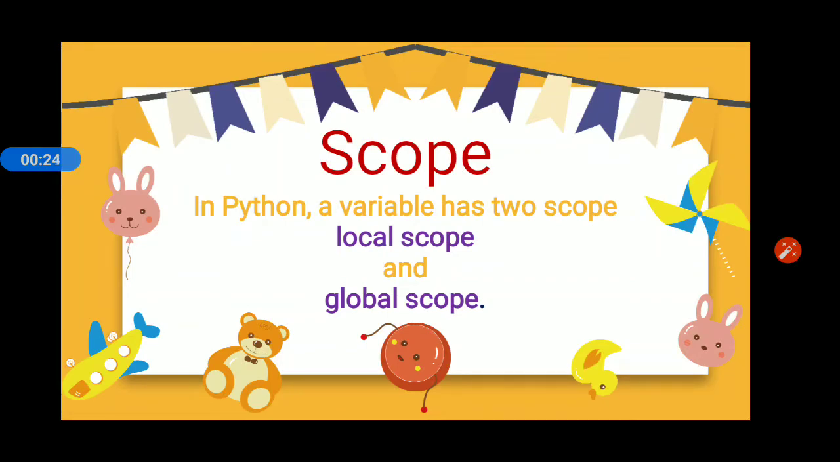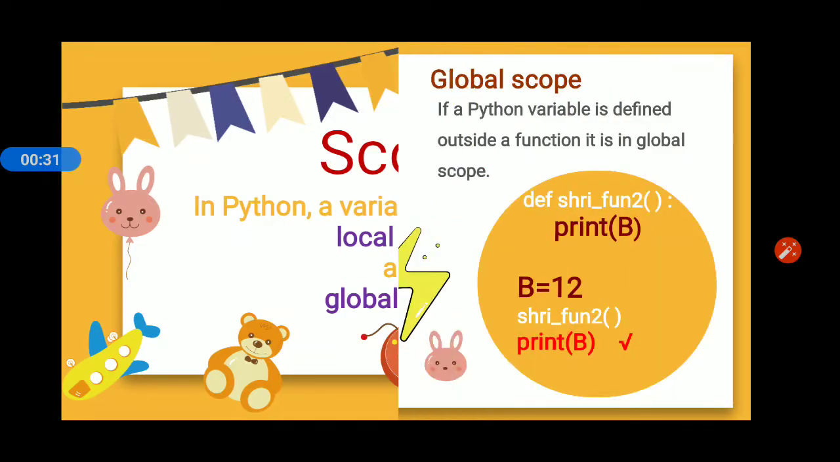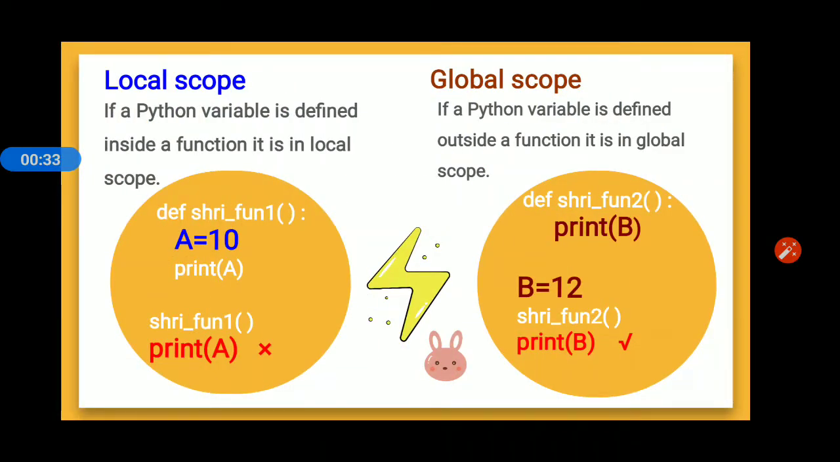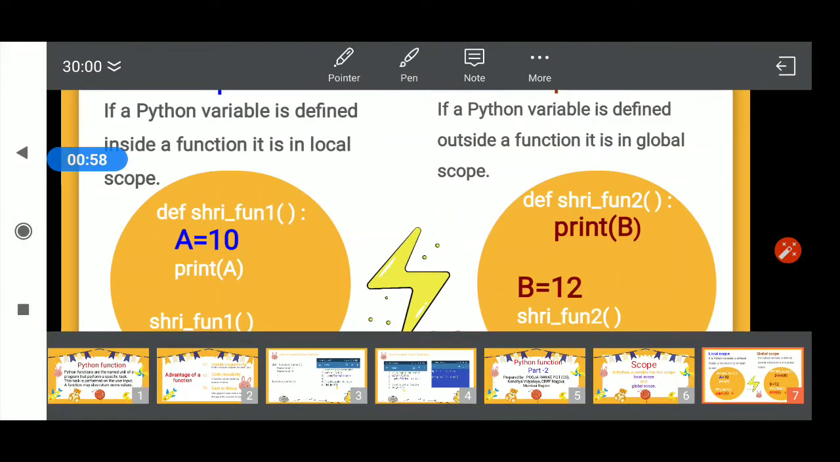In Python, a variable has two scopes, a local scope and a global scope. Local scope: if a Python variable is defined inside a function, it is in local scope. Whereas if a Python variable is defined outside a function, it is in global scope. So here we can see the example.